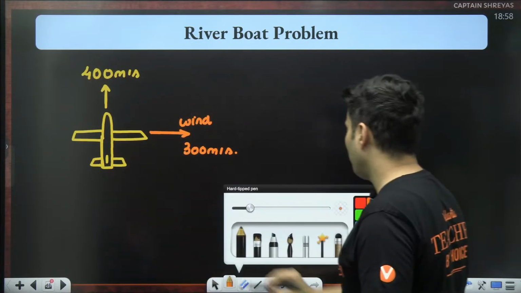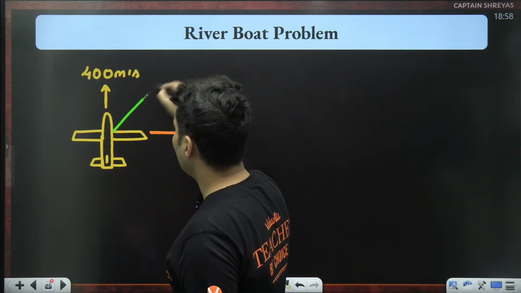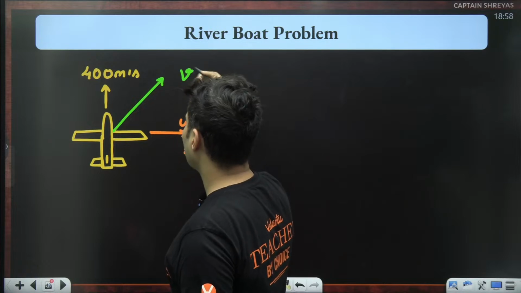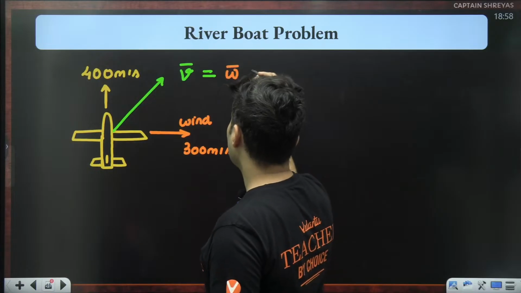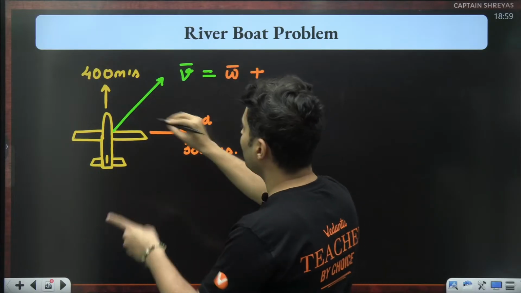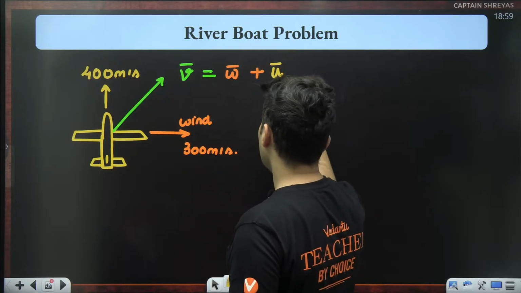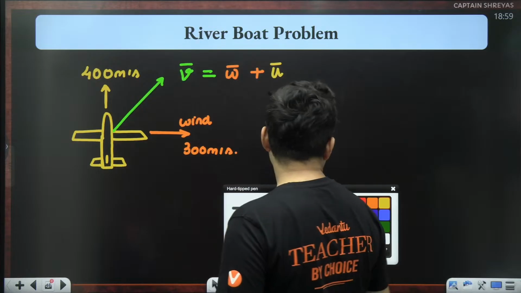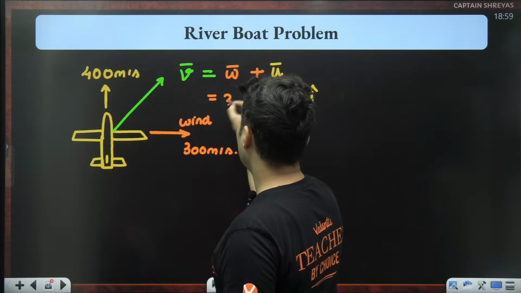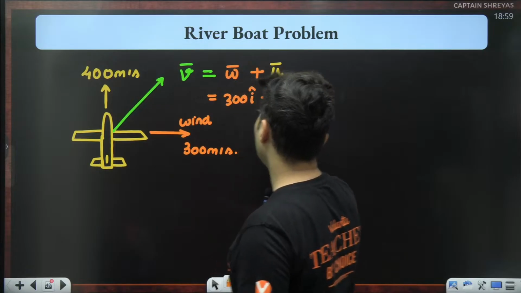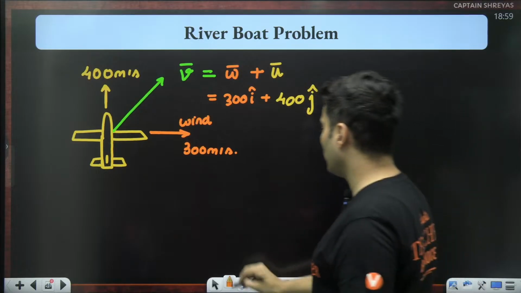So what will happen is the plane will end up going at an angle, somewhere over here. And that velocity will be nothing but your wind velocity plus the plane's velocity with respect to the wind. The plane's velocity with respect to the wind is 400 j cap, and our wind velocity would be 300 i cap. So 300 i cap plus 400 j cap will be the velocity of the plane relative to the ground.